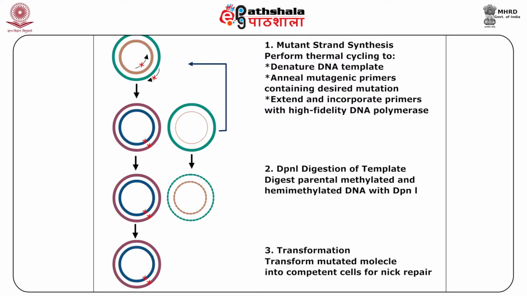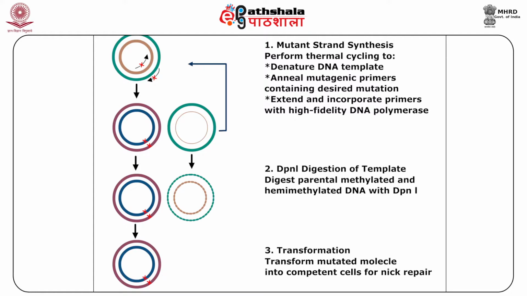So after this, it is given for DpnI digestion, which is going to remove the original or the unmutated DNA. The PCR amplified DNA cannot be methylated until and unless it is given into an E. coli system. So only the parental DNA, which is methylated or in a hemimethylated state, will get digested off, and we are only going to have the enrichment of the unmethylated or the mutated DNA now. Once it is transformed into the competent cells, the nick is repaired, and that is how we enrich our mutated DNA.